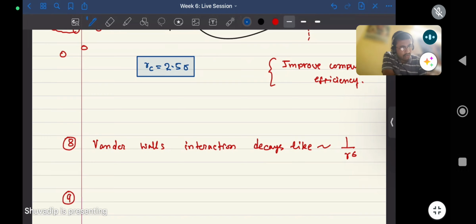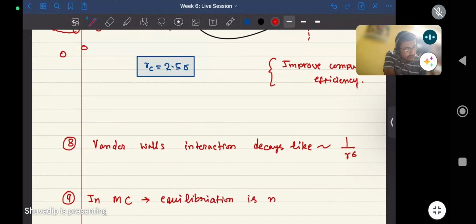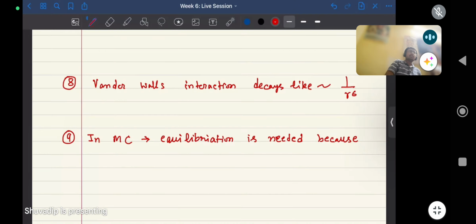Why is equilibration needed in MC? Equilibration is needed because in MC we start with a completely random configuration, and then we do a set of particular moves, and then we check the energy.